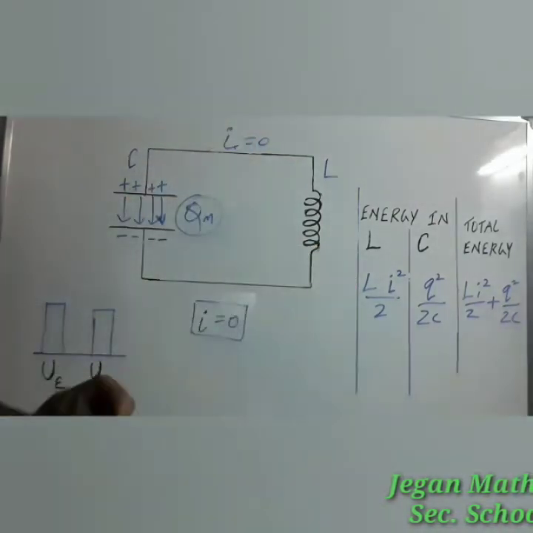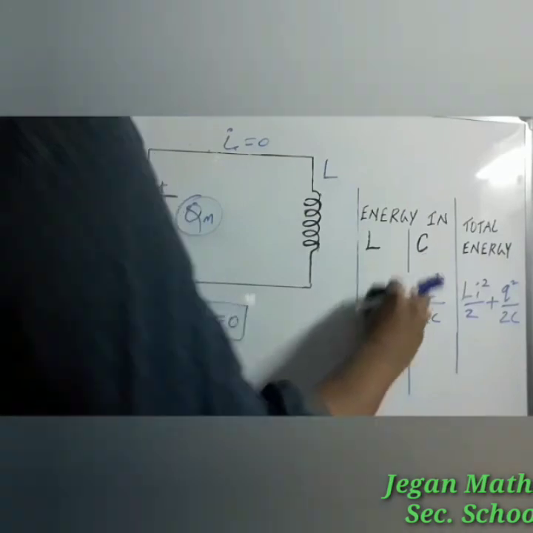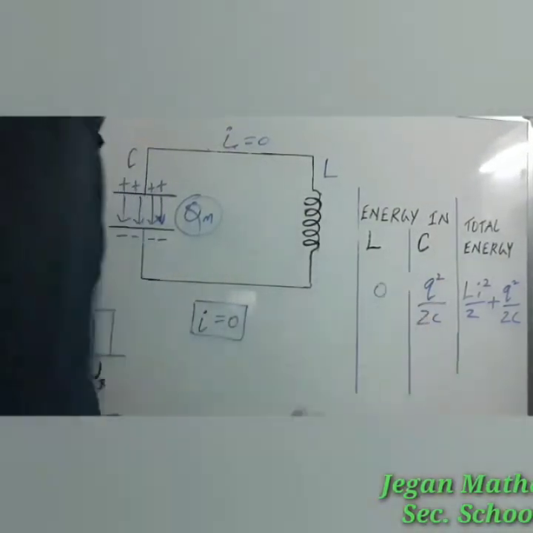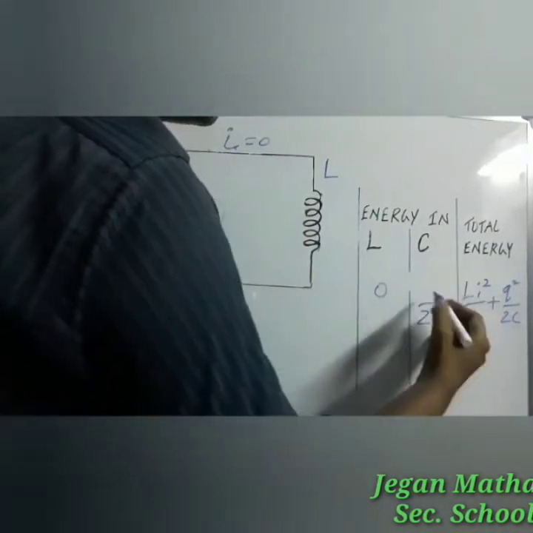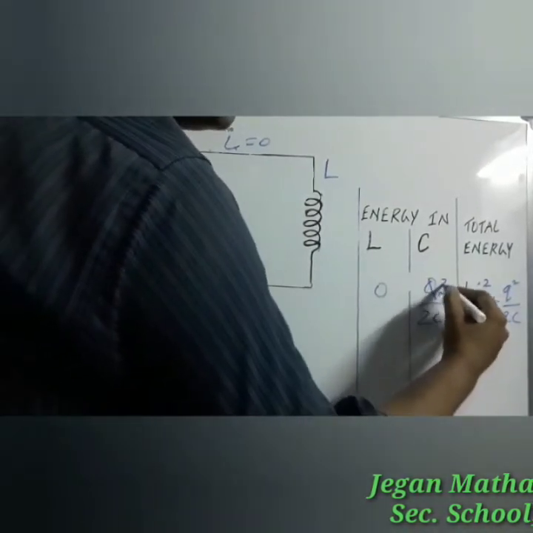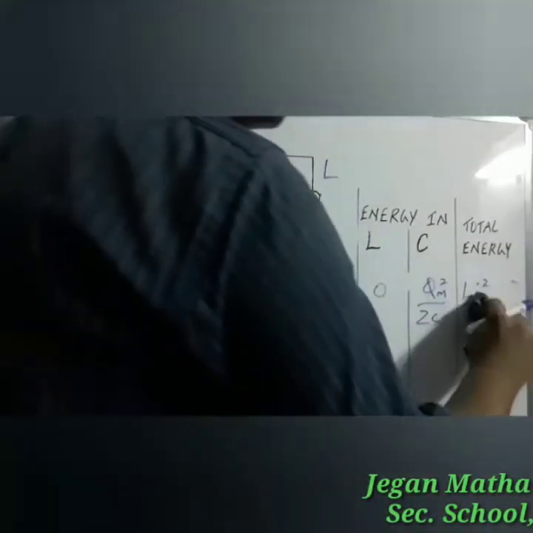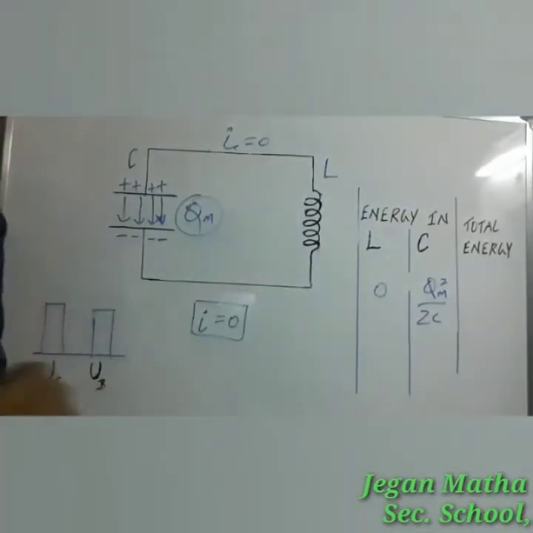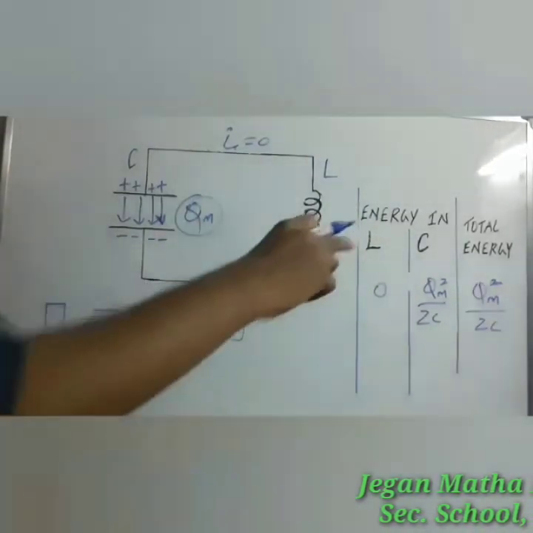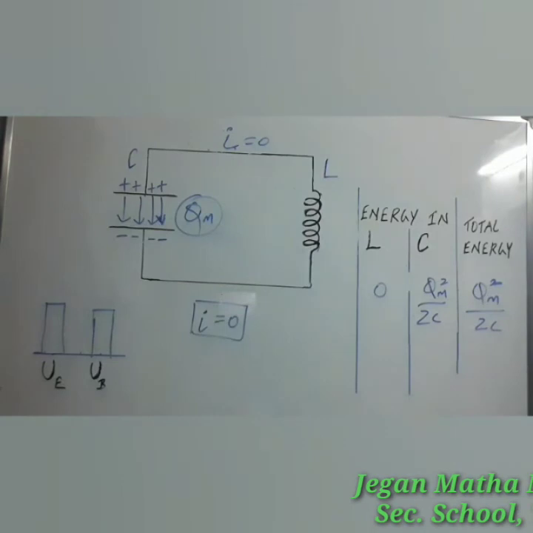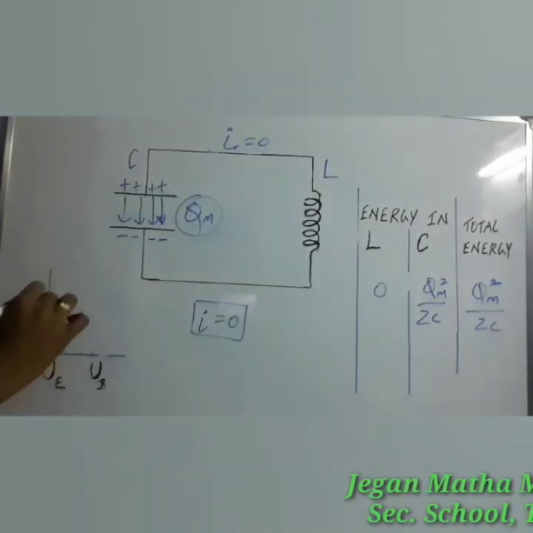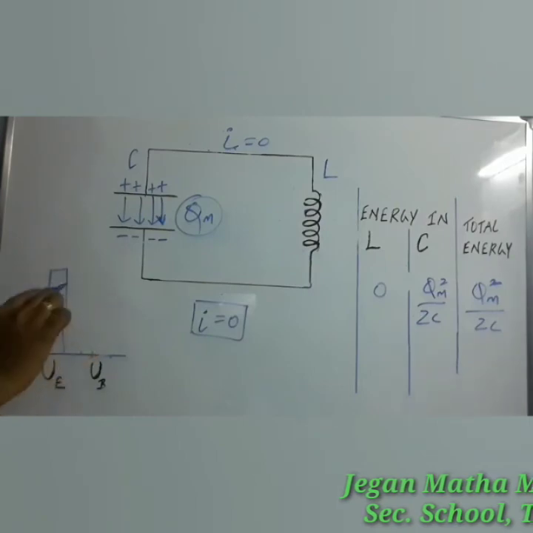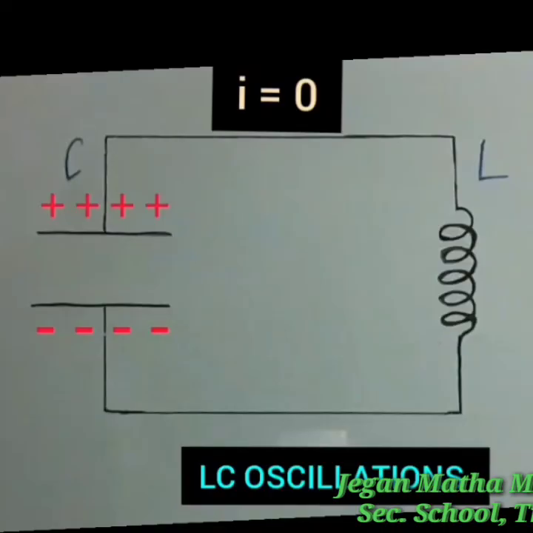What about the energy stored in the inductor? 0. Now it is 0. What is the energy in the capacitor? Only one change. Charges are continuously changing. So Qm square. What is the total energy? Qm square by 2C. No more magnetic energy. So here it is fully electric energy.